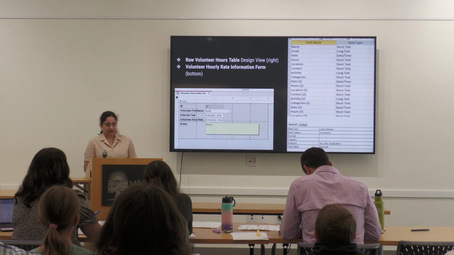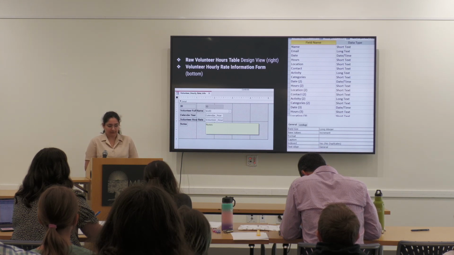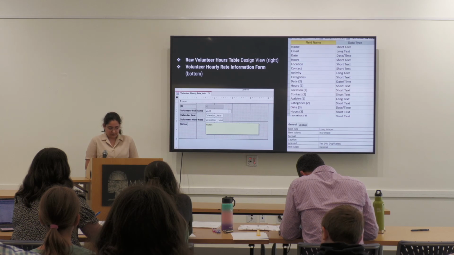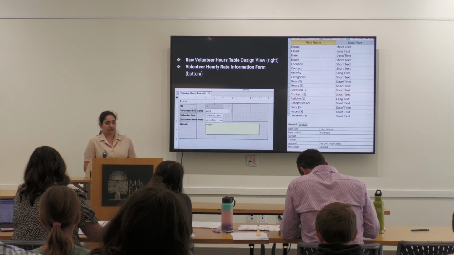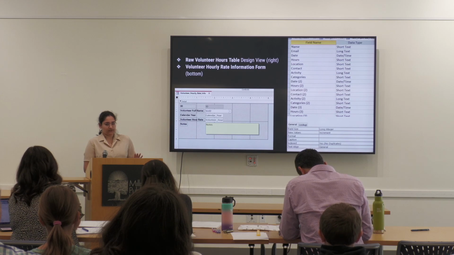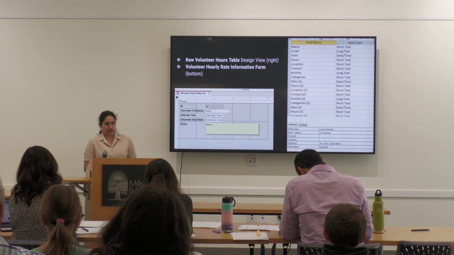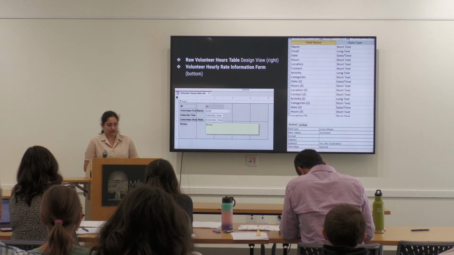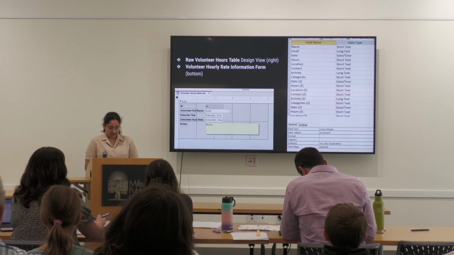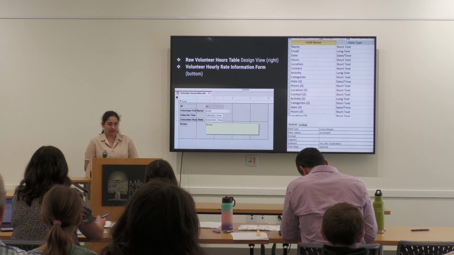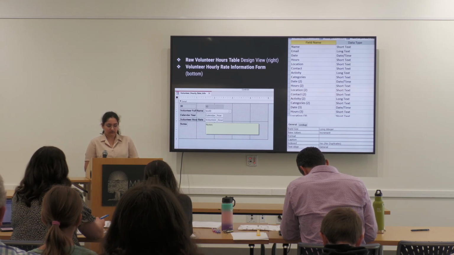This is the raw volunteer hours table and the volunteer hourly rate information form. The raw volunteer hours table, it's what the data looks like when it's first imported into MS Access, straight from that file when it's downloaded from the form on the BSTRA website. This is just where it's raw imported straight into and set so that all the data is there before it disappears or is lost in translation. The volunteer hourly rate information form, this is just to make the changes to the rates and automatically update all the corresponding data.